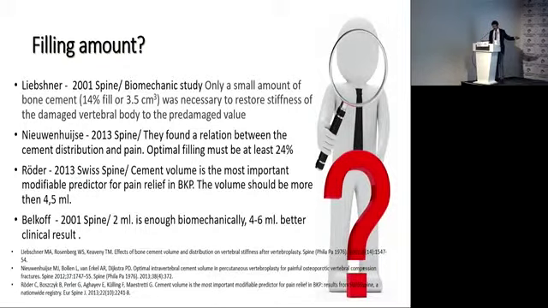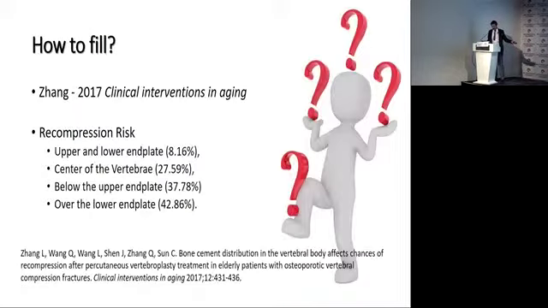Roeder claimed that the cement volume is the most important modifiable predictor for pain relief in bilateral kyphoplasty, and the volume should be more than 4.5 milliliters. Belkoff, as a summary of all of these studies, suggested that 2 milliliters is enough biomechanically, and 4 to 6 milliliters is better for the clinical result.